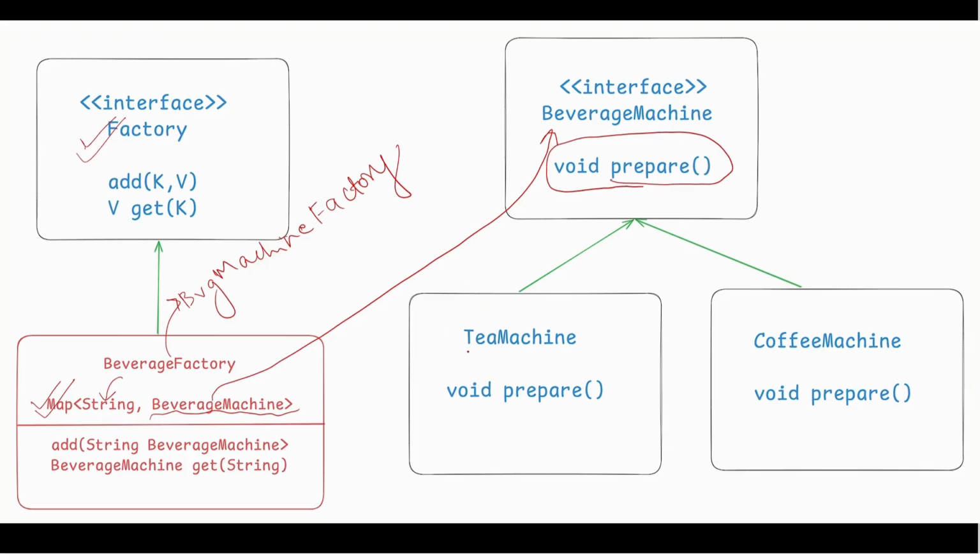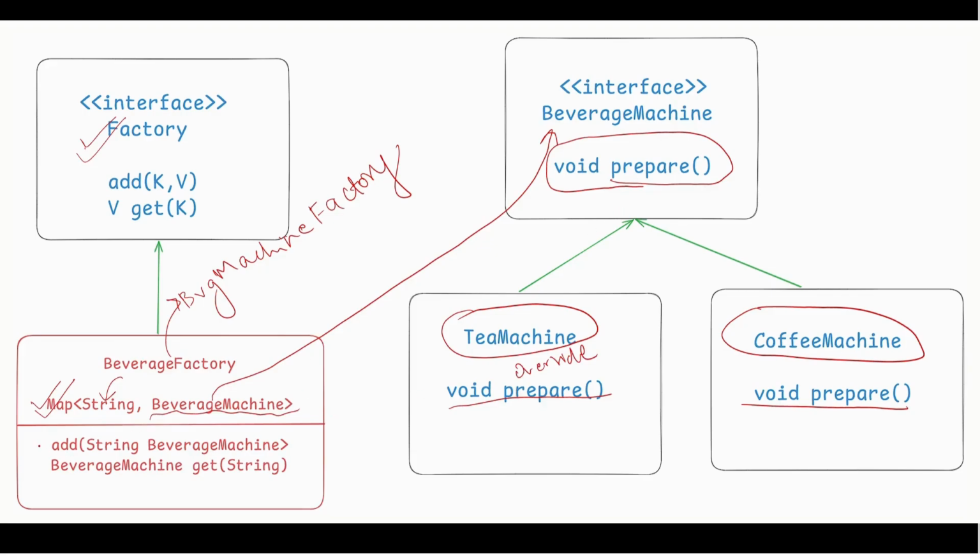So for the sake of simplicity, we have these two machines here. One is the tea machine, and this is the coffee machine, and they have their own implementation of this prepare method. These are concrete classes, so they'll have some definition of this method. So this is a simple override, if you understand. They are implementing this beverage machine interface.